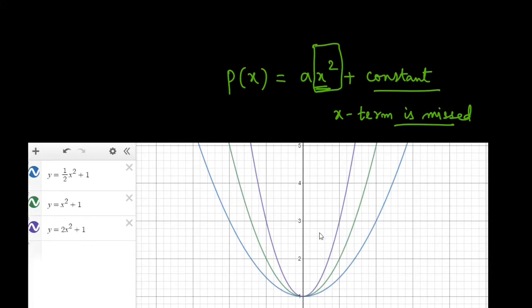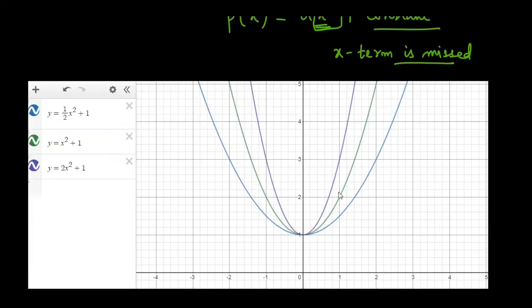So here also we are getting the same vertex for all these curves, but the value of y, that is the value of the polynomial at the vertex, is 1 here. When x is equal to 0, y is becoming 1 for all these polynomials. The value of the polynomial is equal to 1 at x equal to 0.